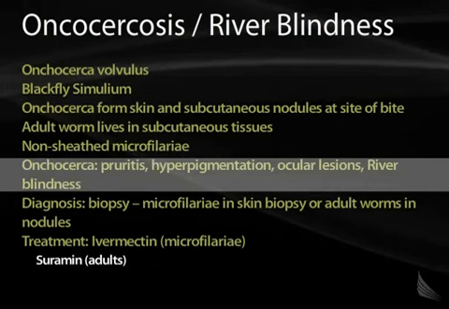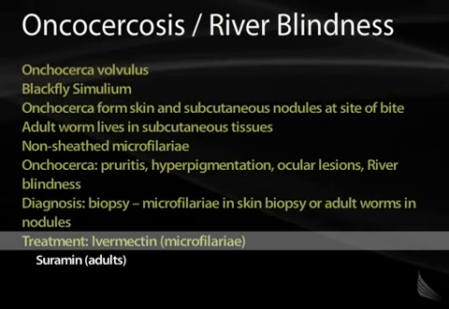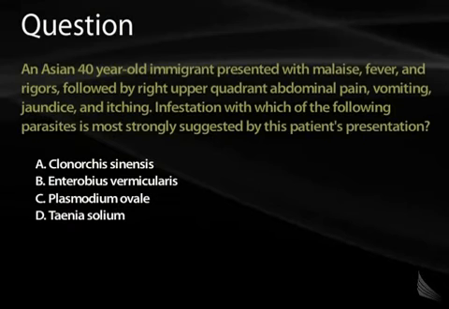Onchocerca causes pruritus, hyperpigmentation because it's in the skin, and ocular river blindness. You diagnose it by biopsy, or you can find the microfilariae in a skin biopsy, or you can find the adult worms in nodules. You treat with ivermectin for the microfilariae and suramin for the adults.